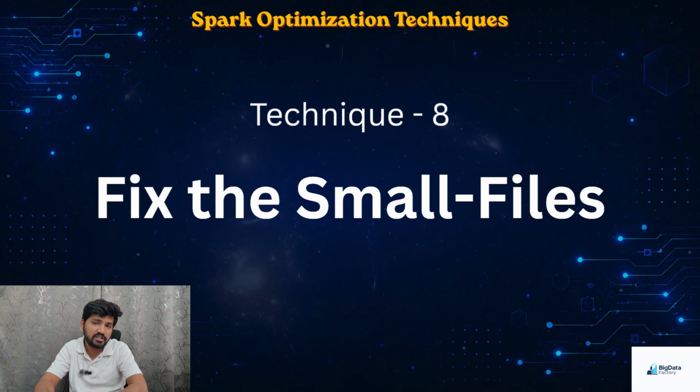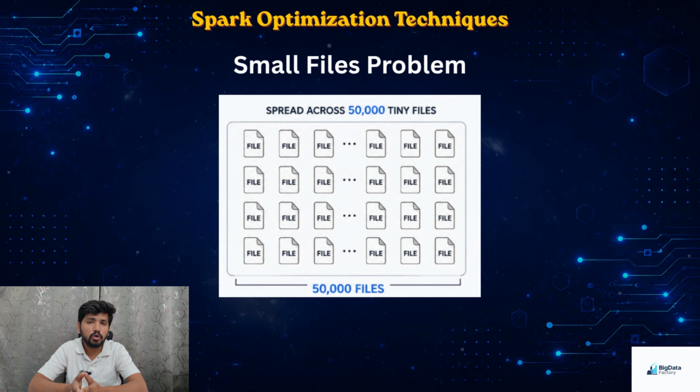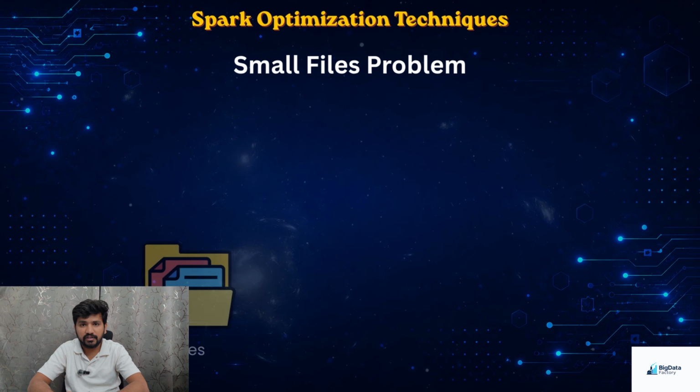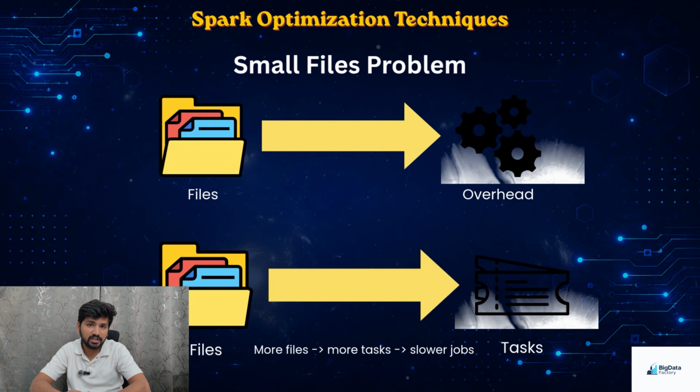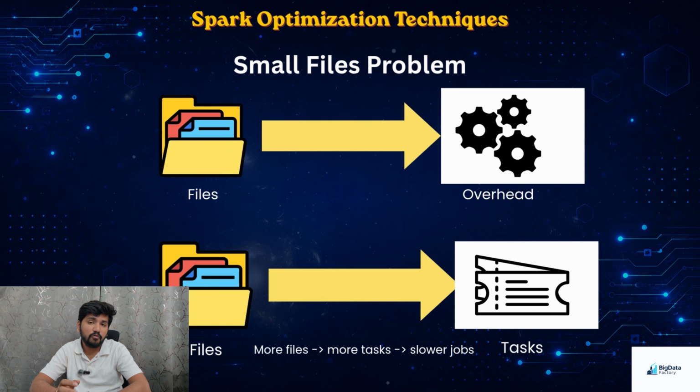The next one is fixing the small files problem. Too many small output files create another common Spark performance issue. For example, imagine a table contains 200 gigabytes of data, but it's spread across 50,000 tiny files. Opening, listing, tracking, and scheduling work for thousands of files creates overhead. Future Spark jobs may spend significant time preparing and opening files before meaningful processing even begins.